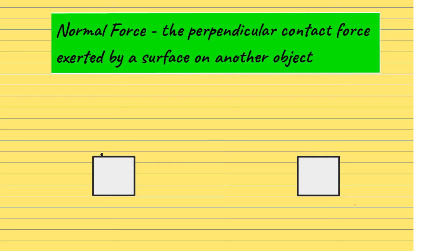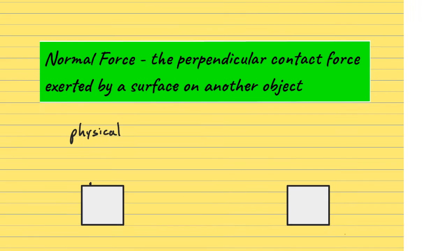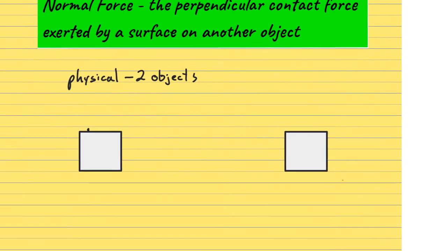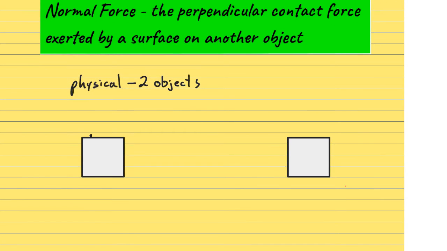So I'm going to draw two different diagrams. One is going to be what we call a physical diagram, and that shows the forces occurring between two different objects. And the other one is going to be a free body diagram, which we've talked about a little bit in class.